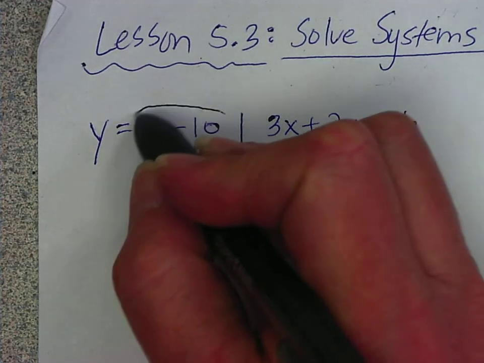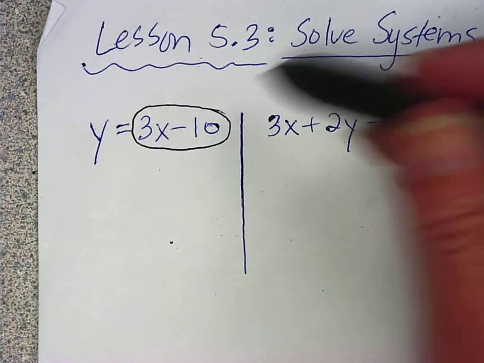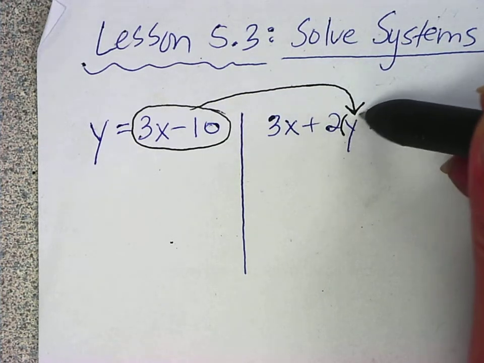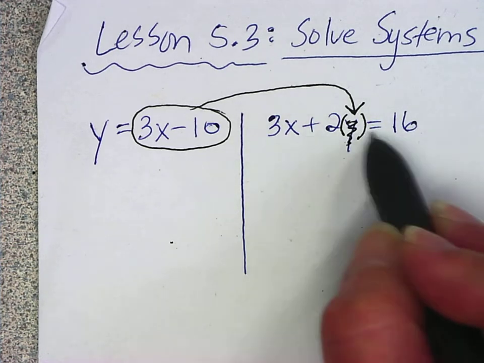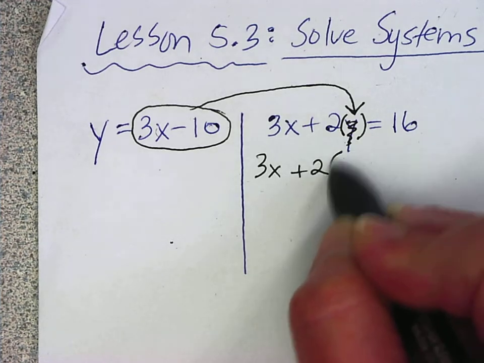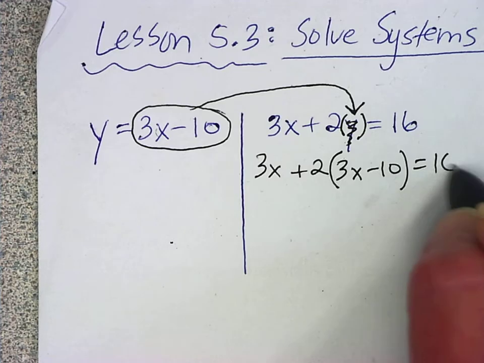If you notice, this equation is solved for y. Y equals all of this answer. So we're now going to plug this in for this y right here. Because there's a 2 in front of it, we're going to put it in parentheses. So instead of writing y, I'm going to plug in y's answer right there. 3x plus 2 times y's answer, 3x minus 10, equals 16.